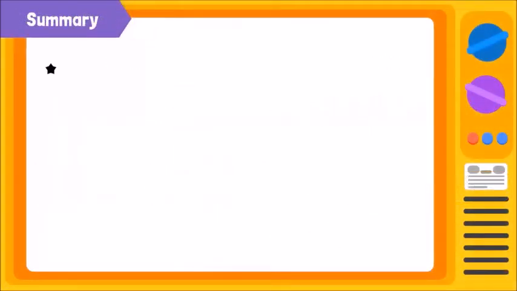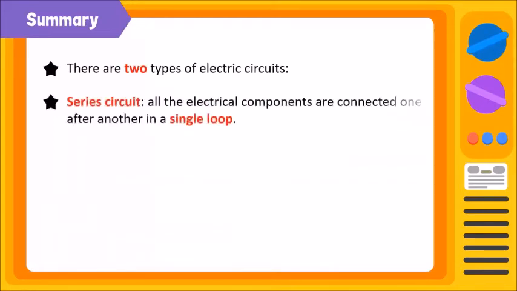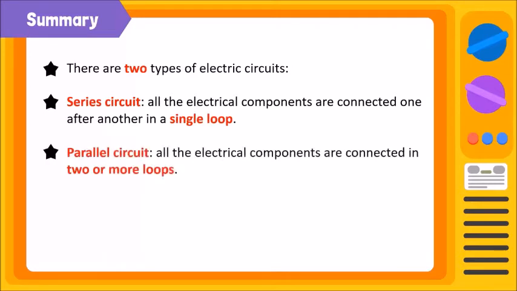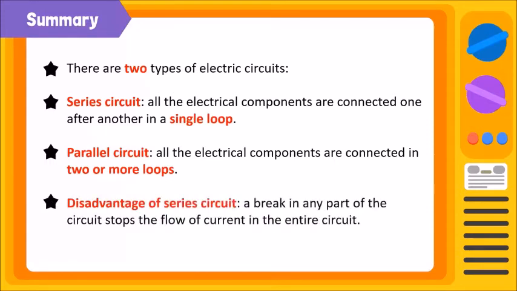Let's summarize. There are two types of electric circuits. A series circuit is one in which all the electrical components are connected one after another in a single loop. A parallel circuit is one in which all the electrical components are connected in two or more loops. A disadvantage of the series circuit is that a break in any part of the circuit stops the flow of current in the entire circuit. But a break in any part of the parallel circuit does not.